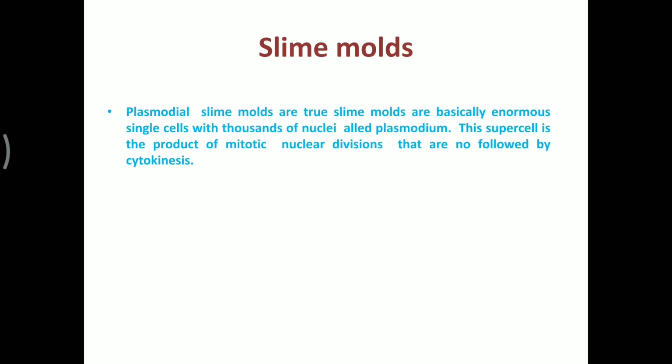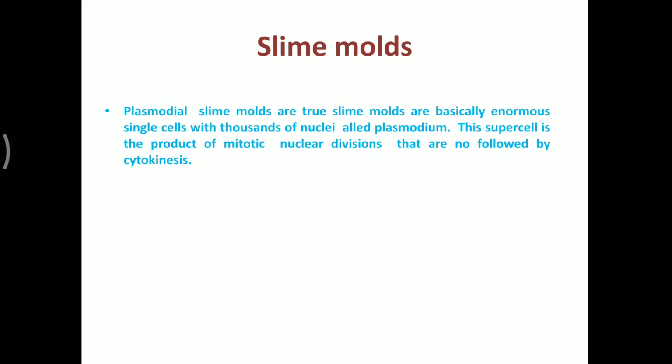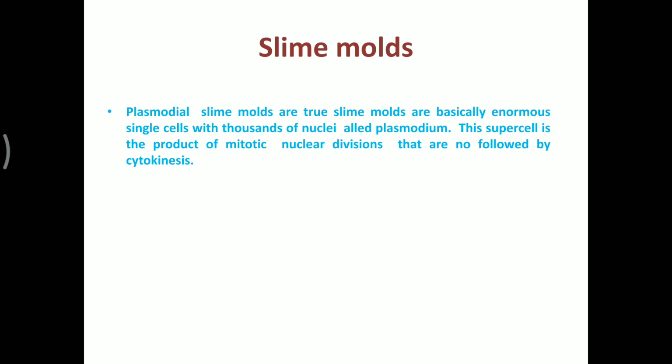These slime molds have certain characters. For example, let's have a look. Plasmodial slime molds are true slime molds, basically enormous single cells with thousands of nuclei aligned together in the plasmodium. This supercell is the product of mitotic nuclear divisions that are not followed by cytokinesis. So please add a note over there.